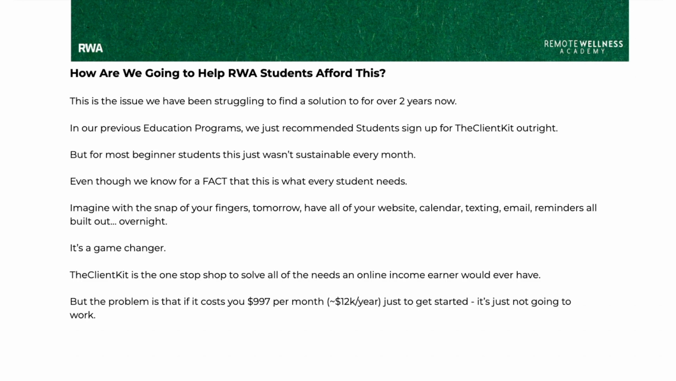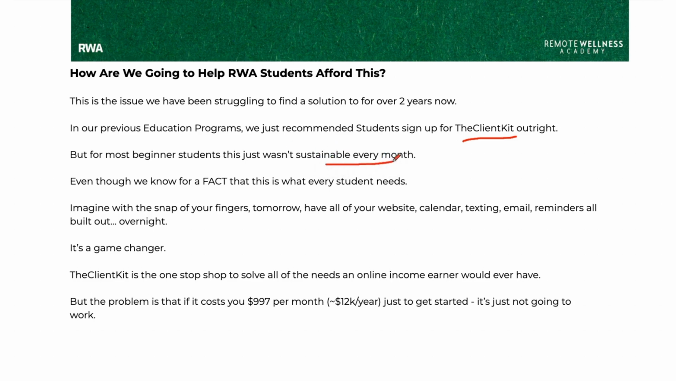And then once we found out about the Client Kit, we started recommending it to the students. In our earlier education programs, we would say, hey, you've got to do what you've got to do. Either you put up with all of the complexity of having 3, 4, 5 different softwares in getting started, or you can purchase the Client Kit outright, but it was $497 or $997 every single month. And so for most beginner students, that just was not sustainable every single month, right?